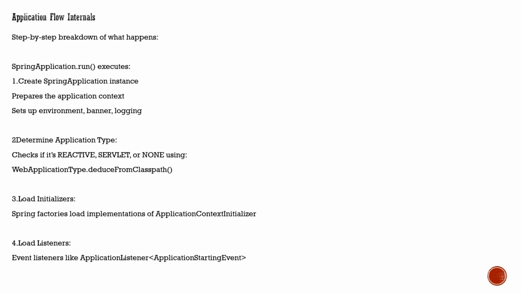Second, it is going to determine what kind of application type it is: if it is reactive, servlet, or none, using WebApplicationType, deduced from the classpath. This is the type which will determine what type of application you will have. Now, load the initializers. Using SpringFactories, it is going to load the implementations of ApplicationContextInitializer.